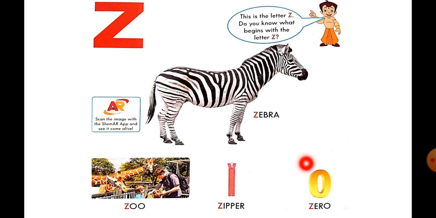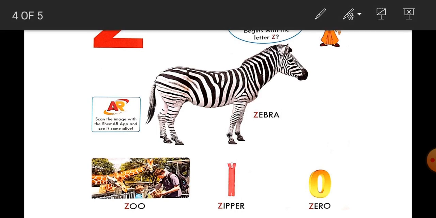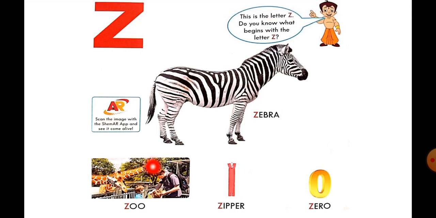Let's repeat and do it again, guys. Join me and sing with me. Z for zebra, Z for zoo. Z for zipper, Z for zero. Z for zebra, Z for zoo. Z for zipper, Z for zero.